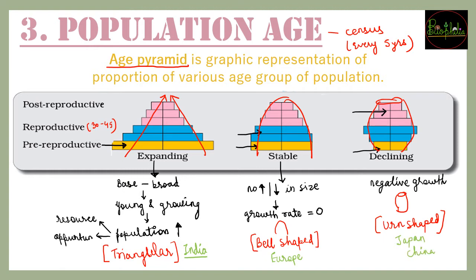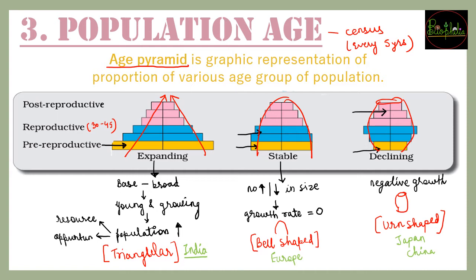China and Japan both have their adult people, that is post-reproductive people, at a larger population, and the pre-reproductive also at a lower level. So once the reproductive people have gone through that phase of life, going forward it is suddenly going to show a negative growth, and the population will suddenly decrease. So that is a declining population.